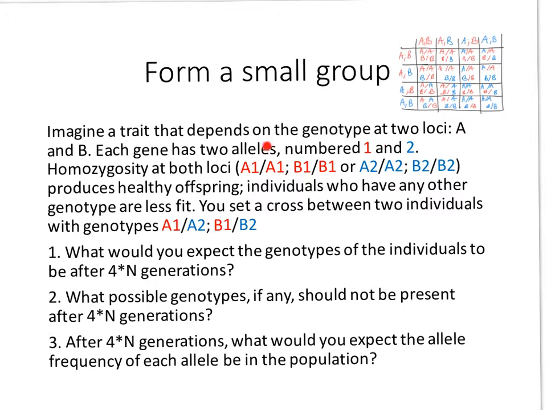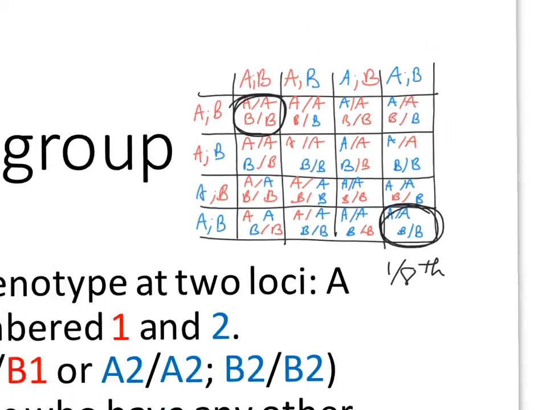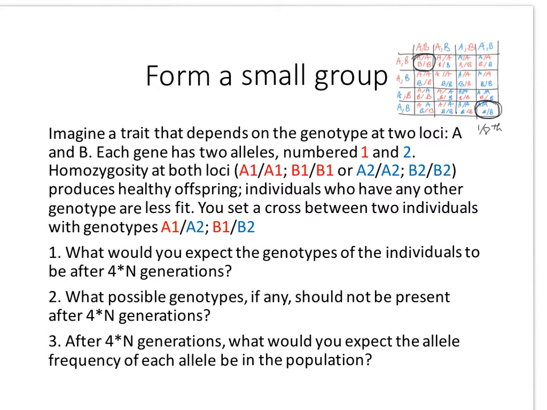So I already told you which ones were most healthy, right? A1 A1 B1 B1, and A2 A2 B2 B2. Those are really rare individuals, 1 out of 16 homozygous red and 1 out of 16 homozygous blue. So 1/8 of the population in the first generation, after you set up that initial dihybrid cross, has these genotypes that are presumably the best fit. But that's just after generation 1. That's the F1 generation.